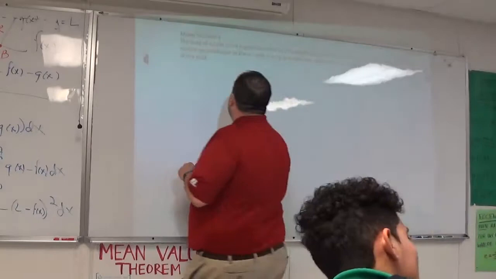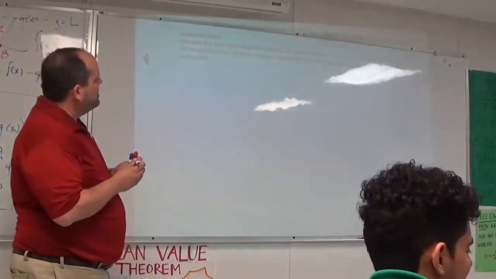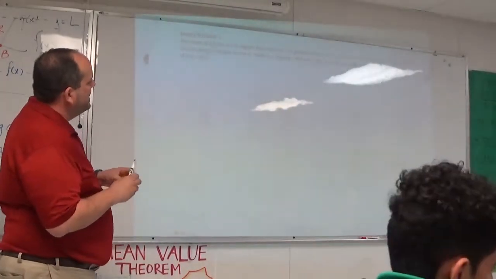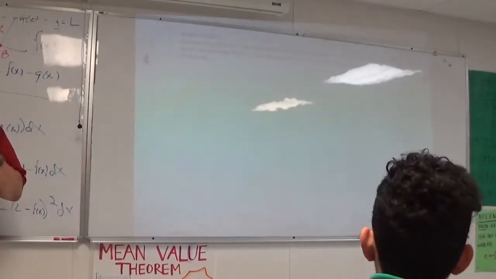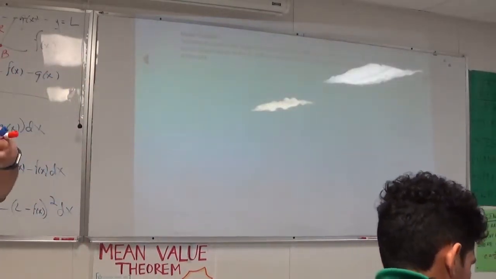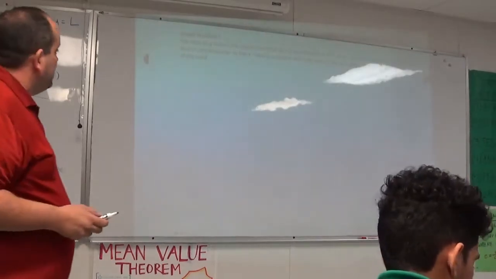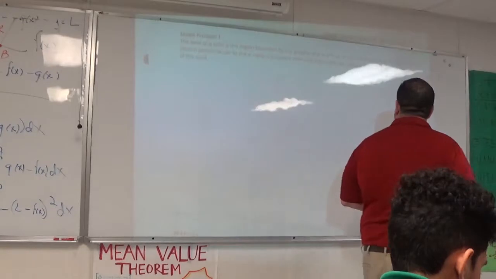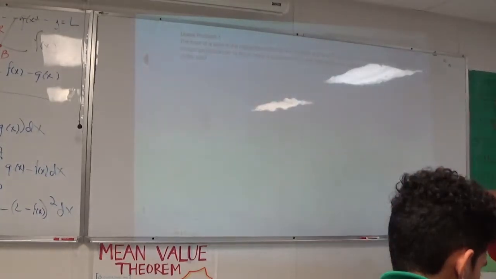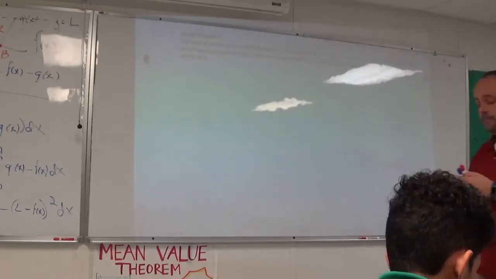All right, here we go. The base of a solid is the region bounded by the graphs y equals e to the negative x, y equals negative 1, x equals 0, and x equals 1. That's your base. That's the flat that we're building on. Each cross-section perpendicular to the x-axis is a square with one side in the xy plane. Determine the volume of the solid. This is what these problems are going to look like and feel like.